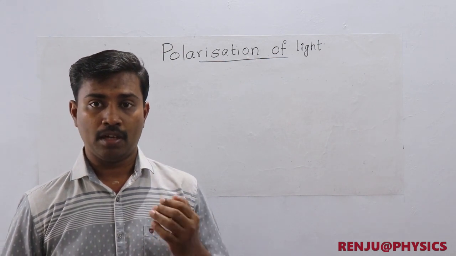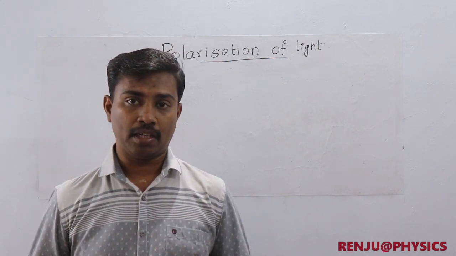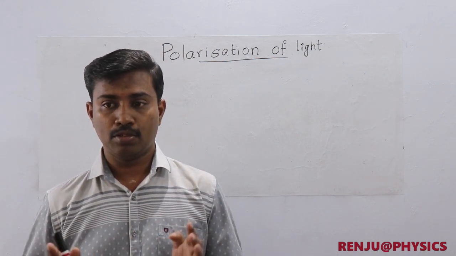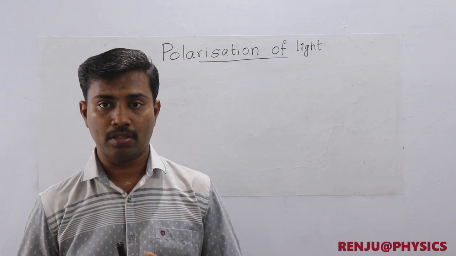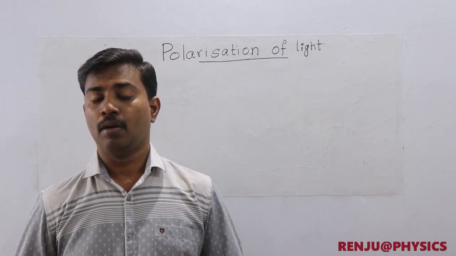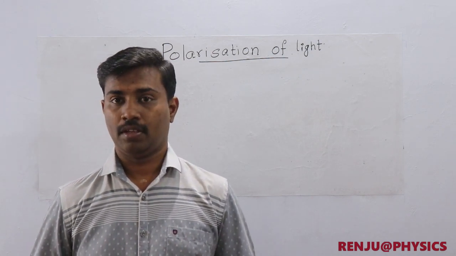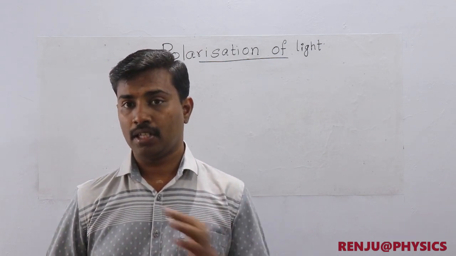So we all know what an electromagnetic wave is. In an electromagnetic wave, the electric field vector and the magnetic field vector are perpendicular to each other and perpendicular to the propagation direction. So there are two field vectors, the electric field vector and the magnetic field vector.